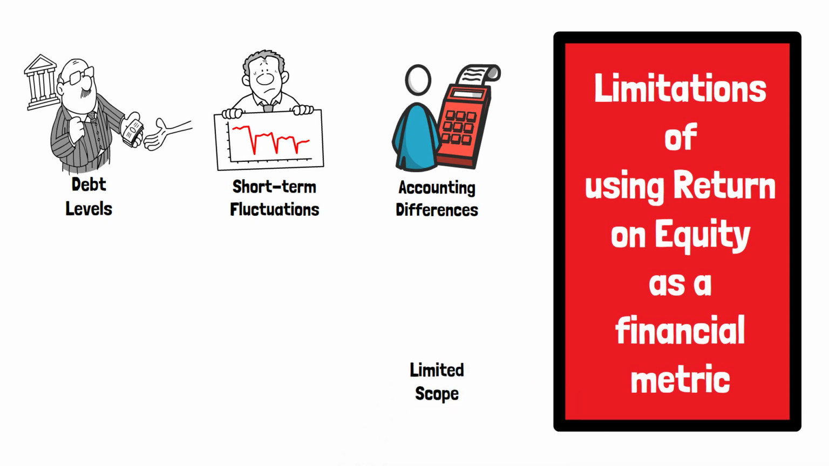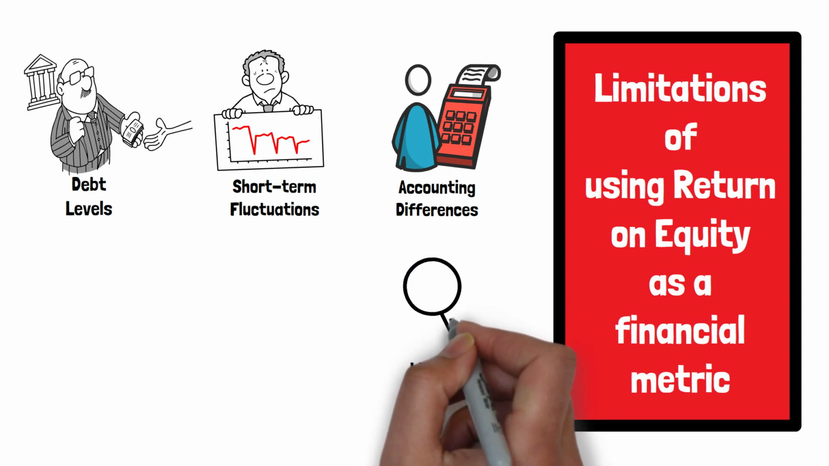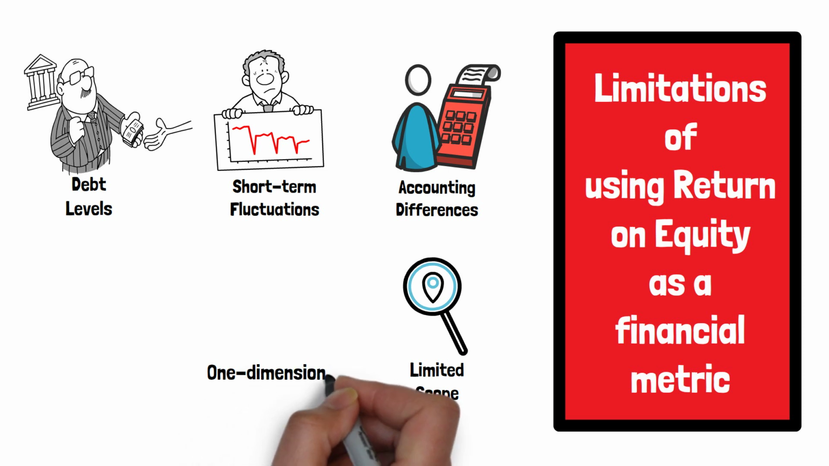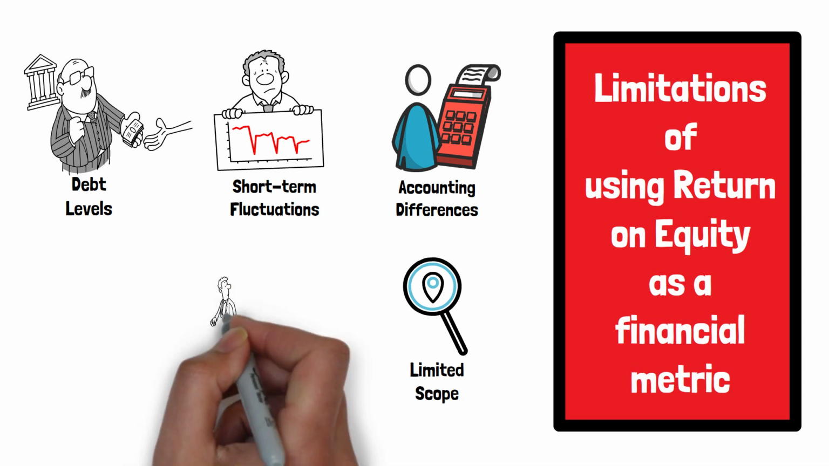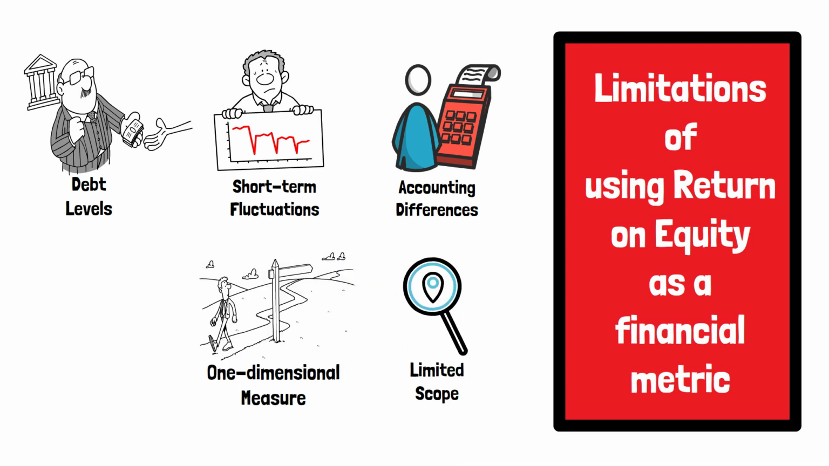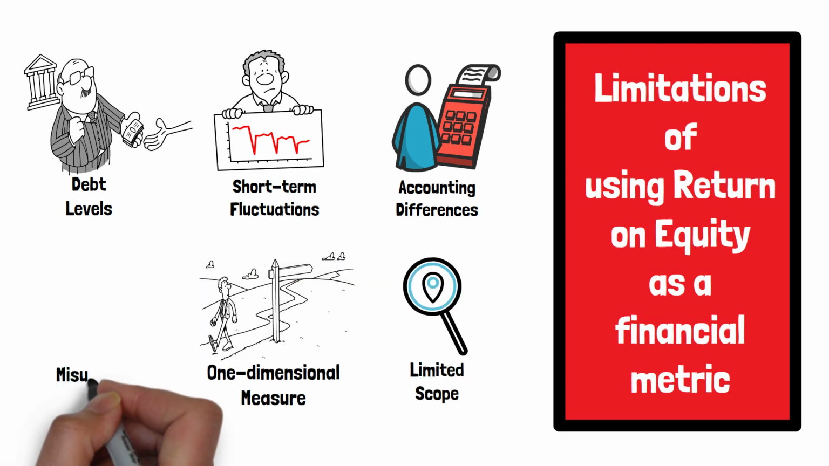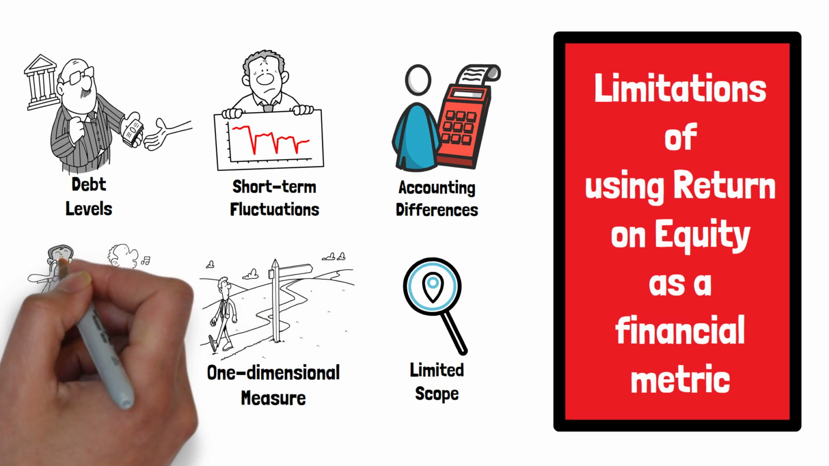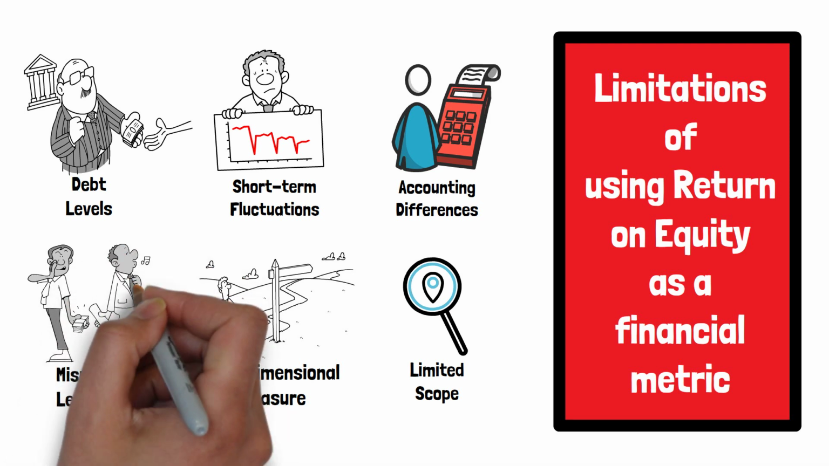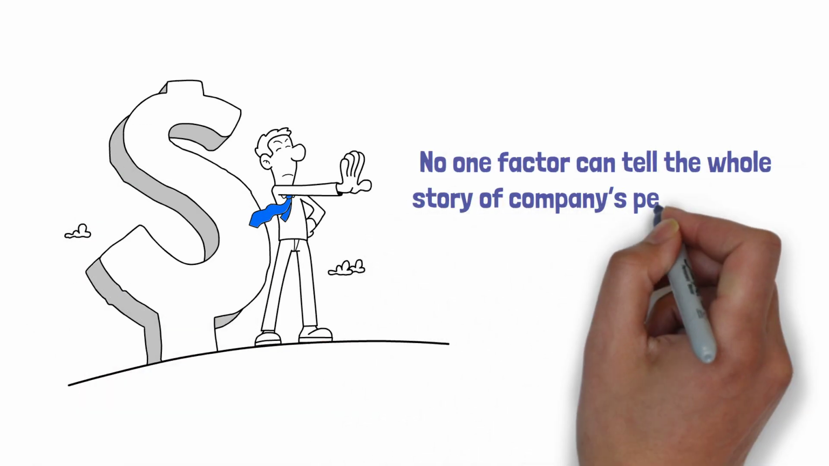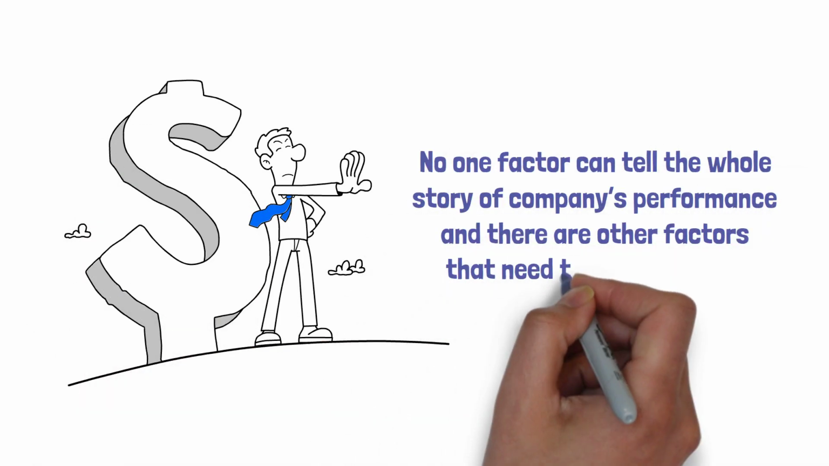Limited scope. ROE only measures the return generated by equity and does not consider other sources of financing such as debt. One-dimensional measure. ROE provides only one dimension of a company's financial performance and does not consider other factors such as revenue growth, cash flow, or market position. Misuse of leverage. Companies may use leverage to artificially increase ROE, making it a less accurate measure of true profitability. At last, no one factor can tell the whole story of a company's performance, and there are other factors that need to be considered before investing in a company.